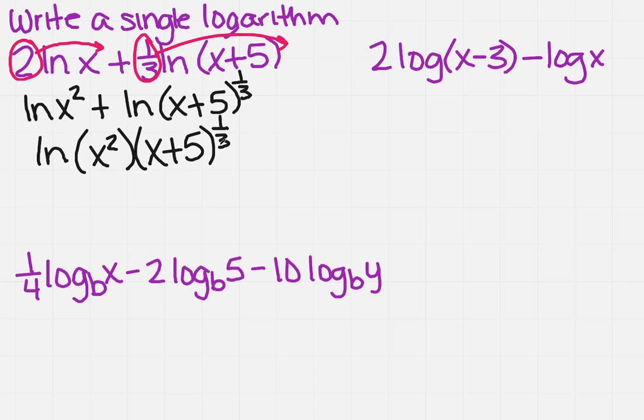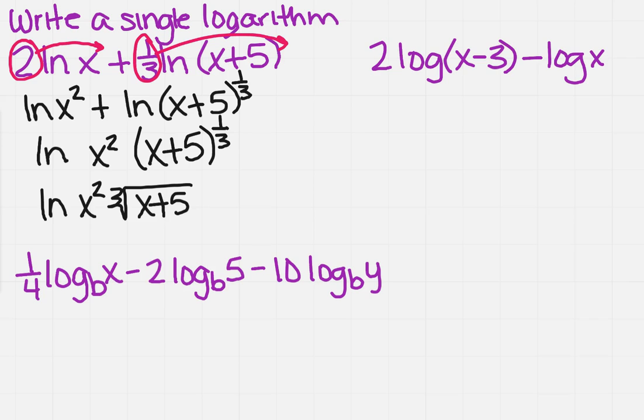Is it exactly what every teacher out there is going to want? Probably not. Lots of them like for you to go ahead and write the radical. So if you did that, this would become the natural log of x squared times the cube root of (x + 5). The other way that's very accepted is to remove the parentheses around the x squared, and you can do that as well. So either one of those are the same.